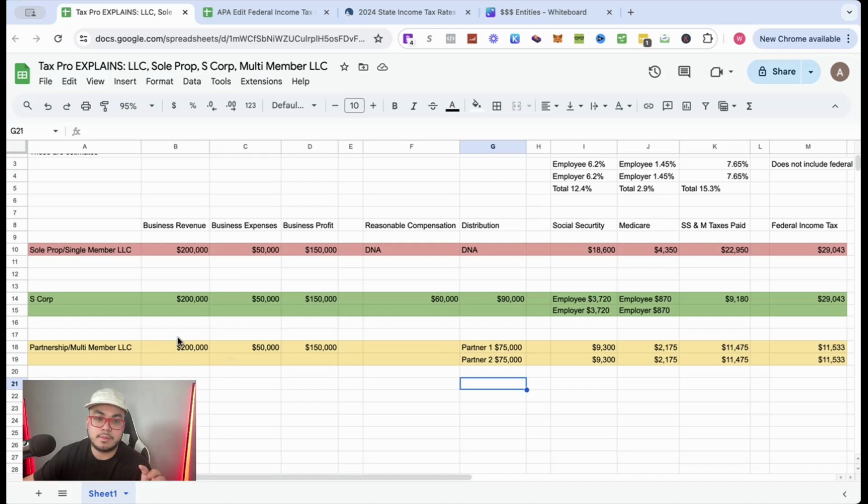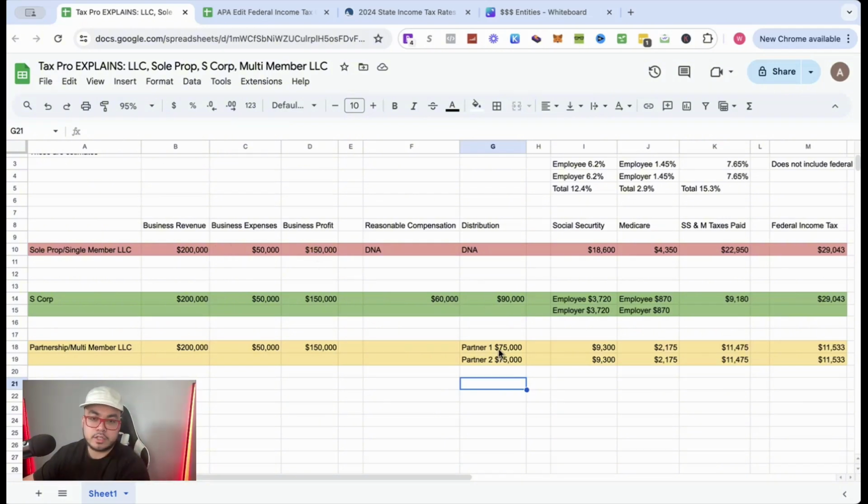The numbers staying the same: business revenue, business expense, and business profit is 150,000. The exact same business, we are including in a partner. And when you're a partnership, you typically get paid as far as the distribution from the business. Nobody is getting reasonable compensation, but you still have to have distribution to pay the Social Security and Medicare taxes. And if you guys can see right here, essentially what we are doing with this business in this partnership is it's almost the exact same thing as a single member LLC or sole proprietorship. It's literally split in half.